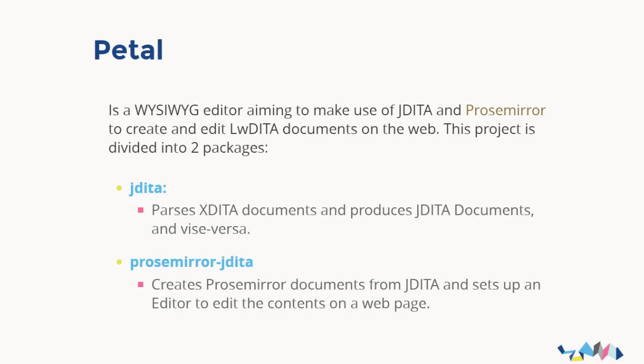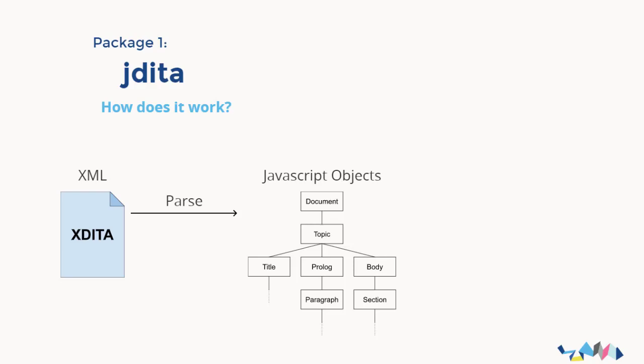So, how do these two packages work together? The first package, JDITA, its main job is to generate JDITA documents from XDITA. To achieve that, the XDITA document is parsed, a set of JDITA objects is created, starting with the document node object, then a subtree of the rest of the nodes.